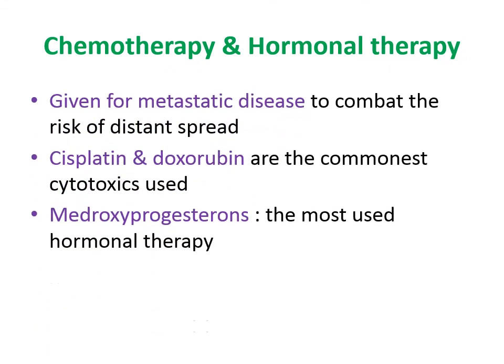What about the chemotherapy and hormonal therapy? Chemotherapy is given for metastatic disease to combat the risk of distant spread, as well as hormonal therapy. The commonest cytotoxic drugs used for the treatment of endometrial adenocarcinoma are cisplatin and doxorubicin, while medroxyprogesterones are the most commonly used hormonal therapy.